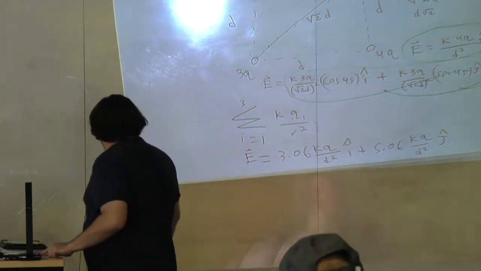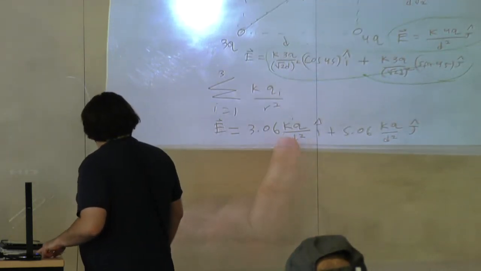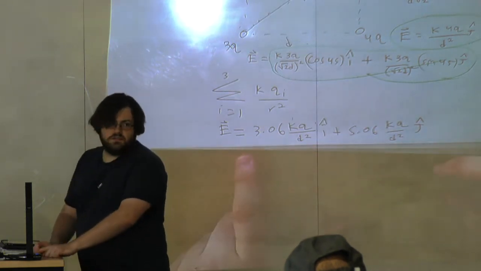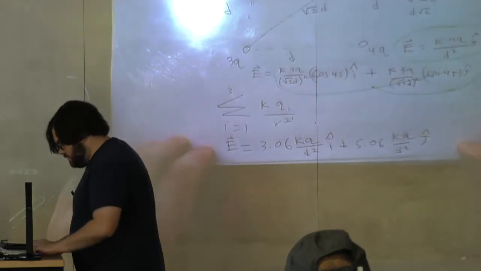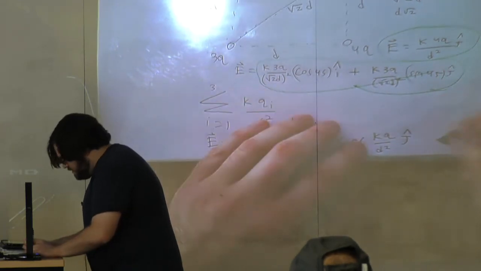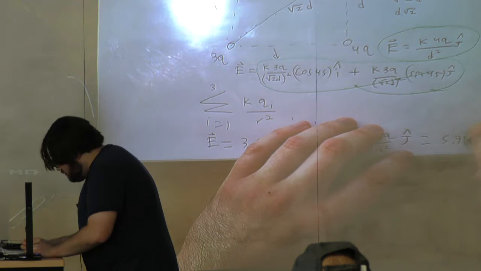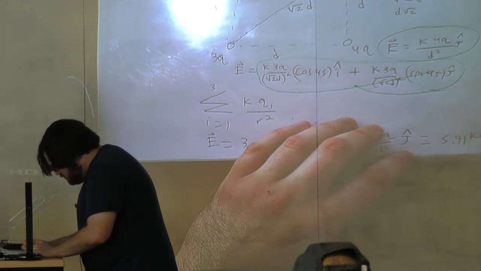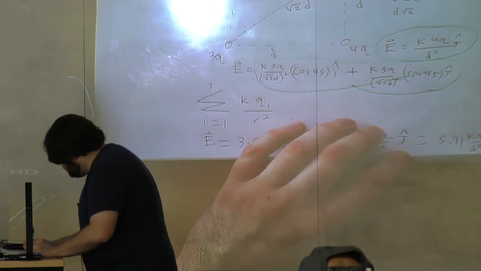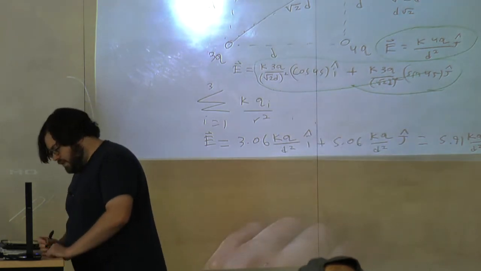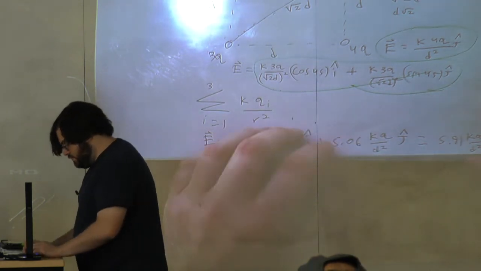Okay, so when we sum the components, this is what we get. This is also what we get when we use a calculator to evaluate the trig functions. And this simplifies down to 5.91 kq over d squared. Okay, that's the magnitude.